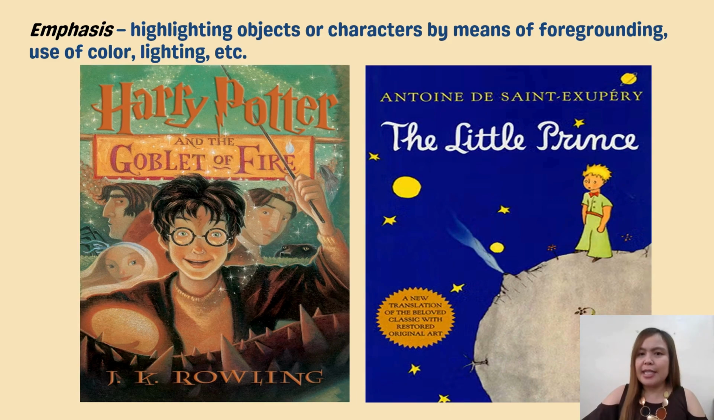Now take a look at this example of another book cover from The Little Prince. What is being foregrounded here? What is literally in front or in the foreground? Is it the prince? Or is it the big moon? Or is it a planet?